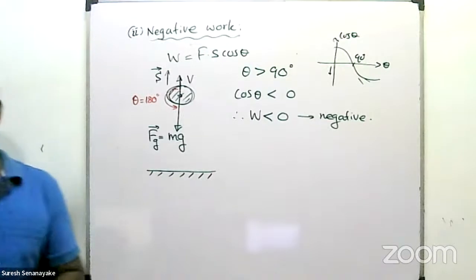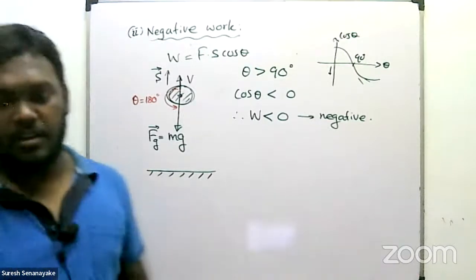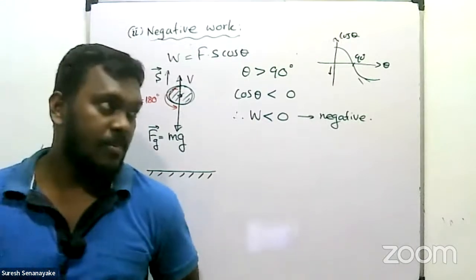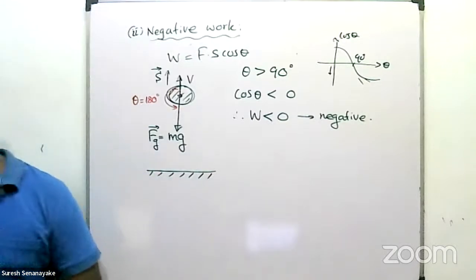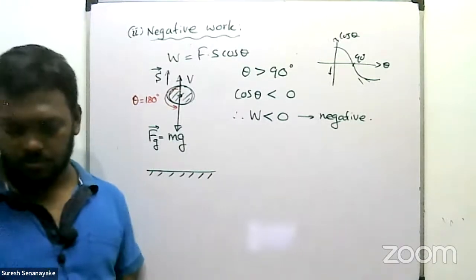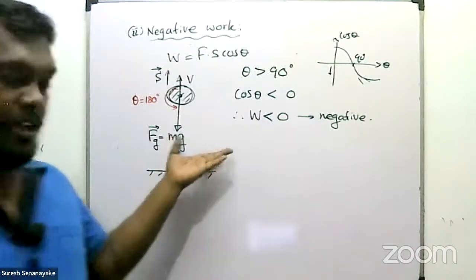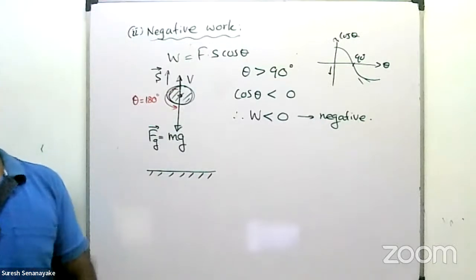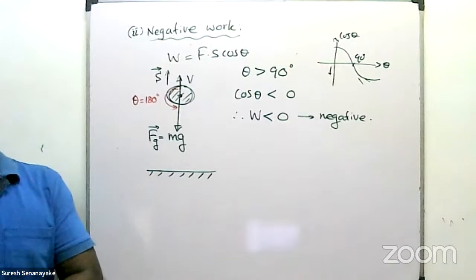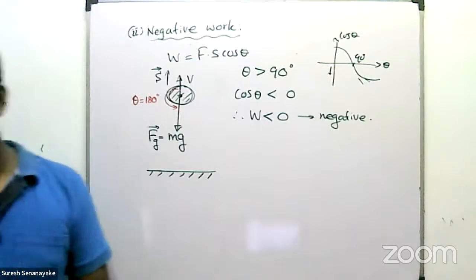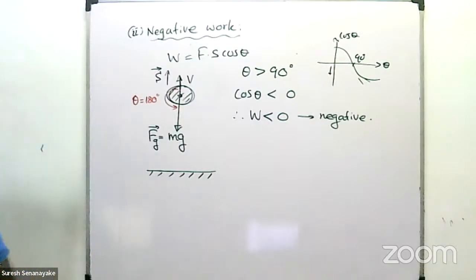When a body is thrown up, the work done by gravity on the body is negative. Initially, the kinetic energy decreases while the potential energy increases. So the work done by gravity on the body is negative.